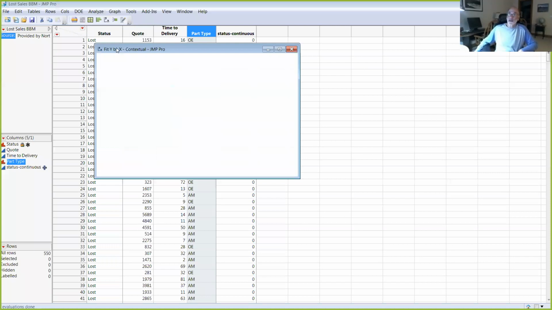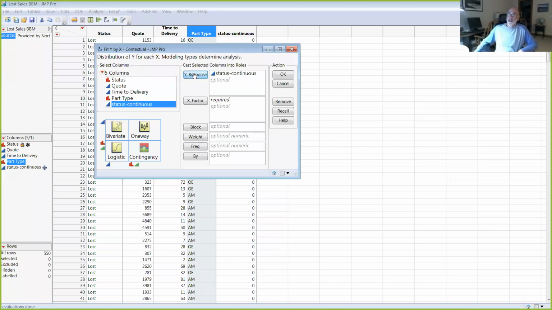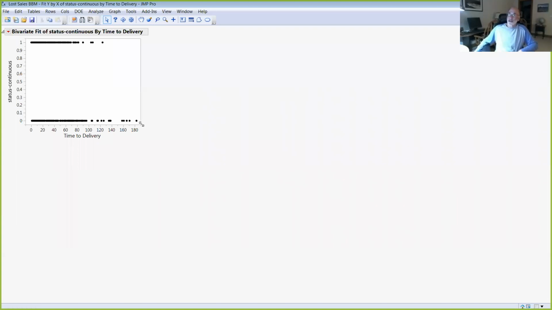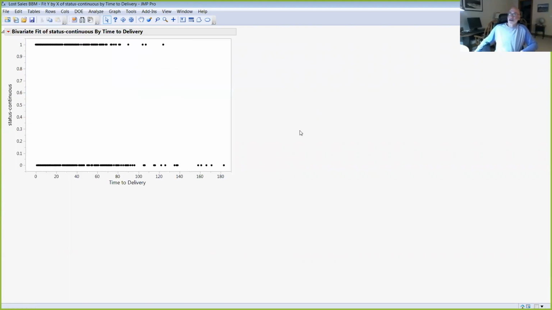So we could do fit y by x and say, do we win or lose the order on the basis of how long we're promising or offering delivery at? Because it's a 0-1 variable, because I've coded it that way and asked JMP to treat it as a continuous variable, just enlarge that a little. All you get are dots on two lines here. JMP is expecting a continuous variable that the numbers could range anywhere in between 0 and 1, but we only have 0 and 1 values. Either the order was lost, 0, or 1, 1.